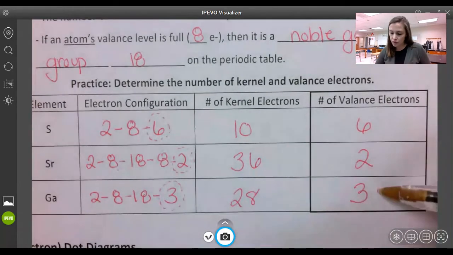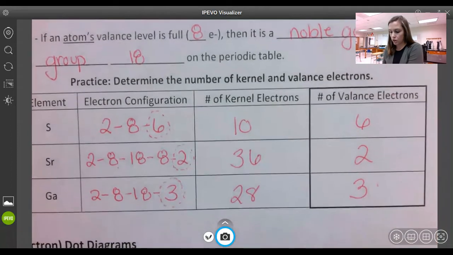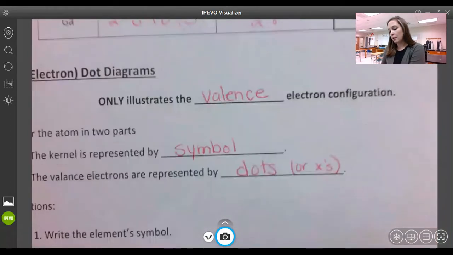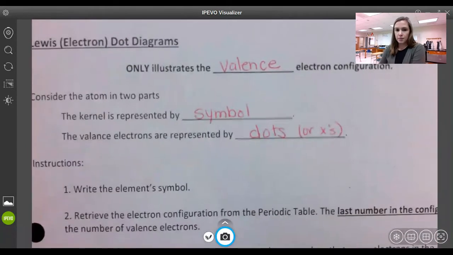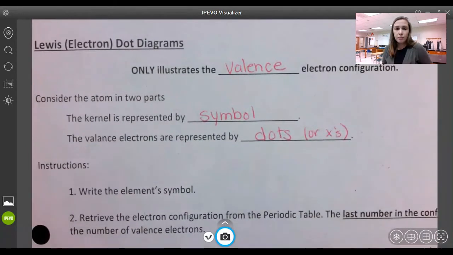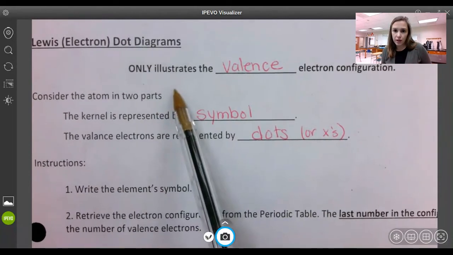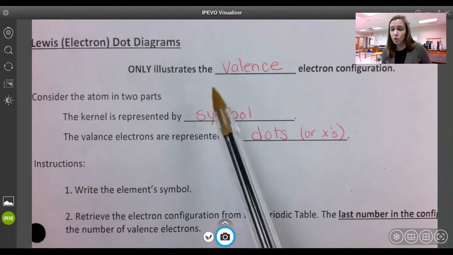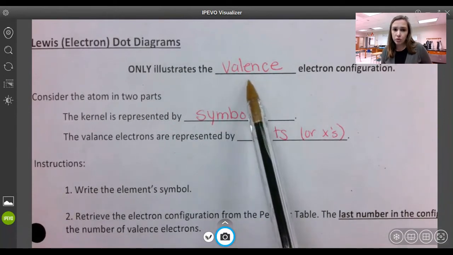So you have to be able to not just define valence electrons, but determine how many valence electrons you have. One way that we represent these, and this will become really important when we get to some stuff with the periodic table and bonding, is how to draw electron dot diagrams. These only illustrate the valence electrons, which means you should never have more than 8 dots. If you have more than 8, you're doing something wrong.